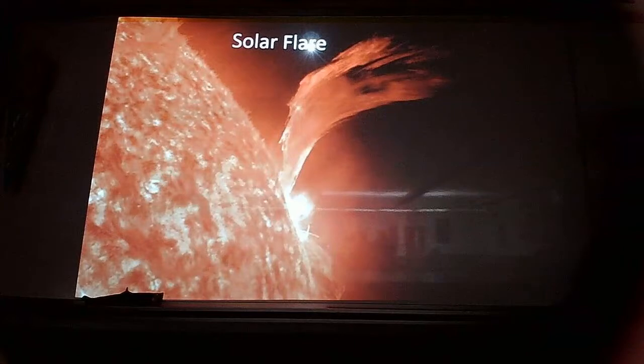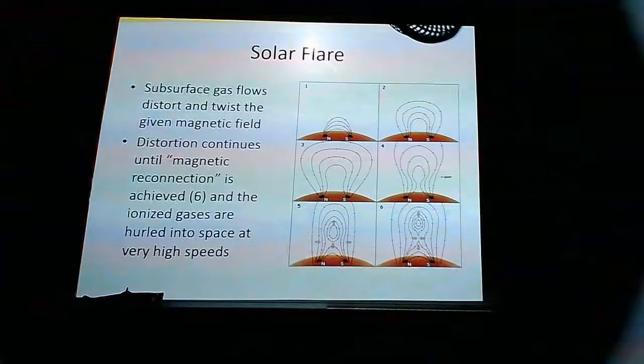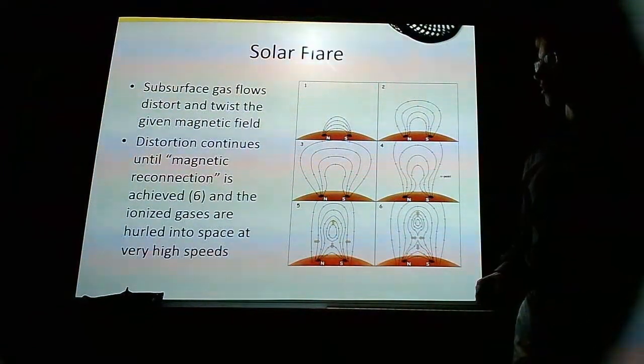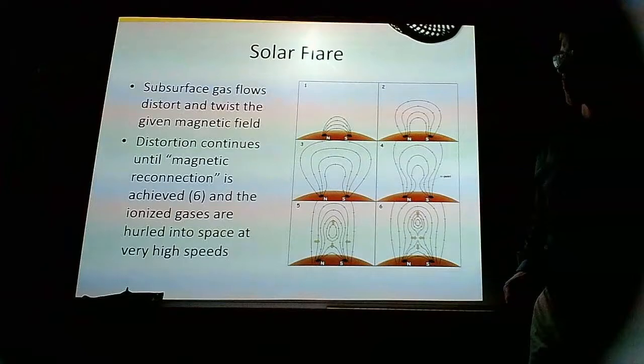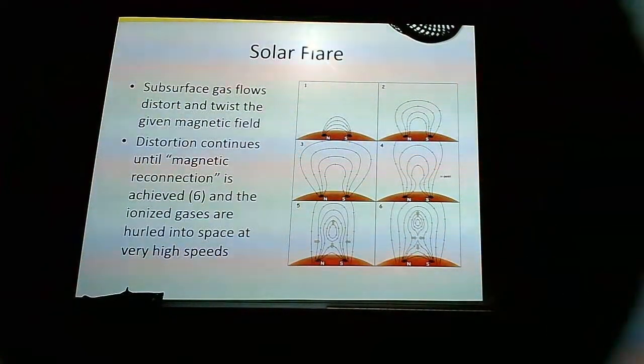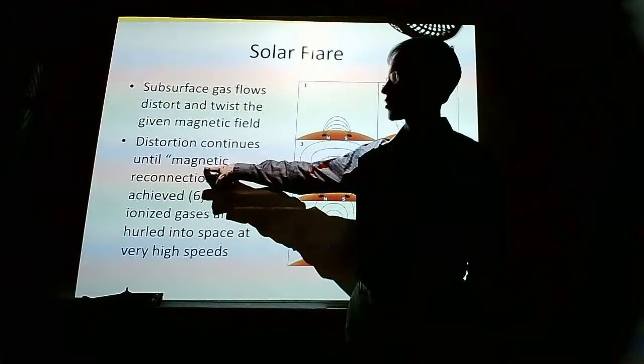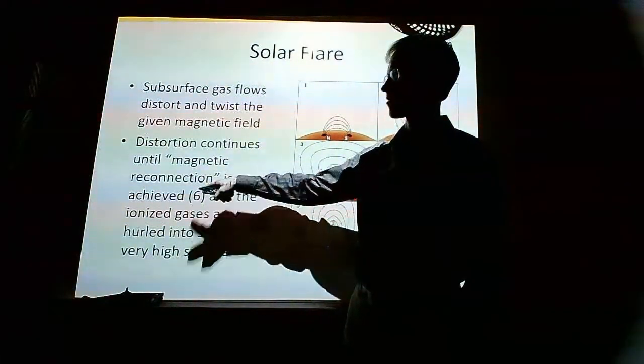So solar flares occur primarily for the same reason that prominences occur, but they're kind of like prominences on steroids. And you can see exactly why that is when you consider what happens to a magnetic field as it gets more messed up. From this slide, just write down that it occurs due to a magnetic reconnection event.